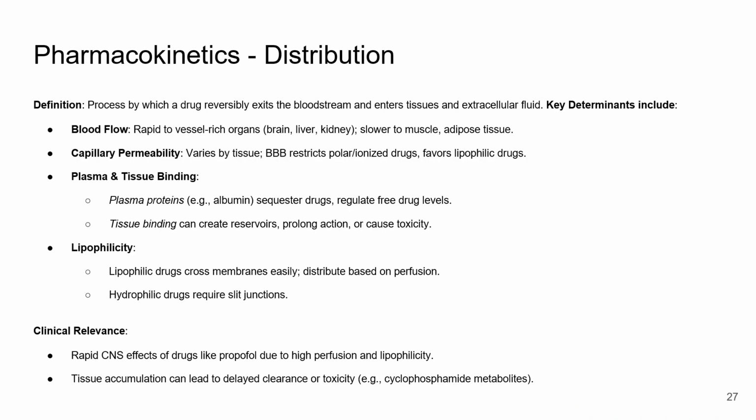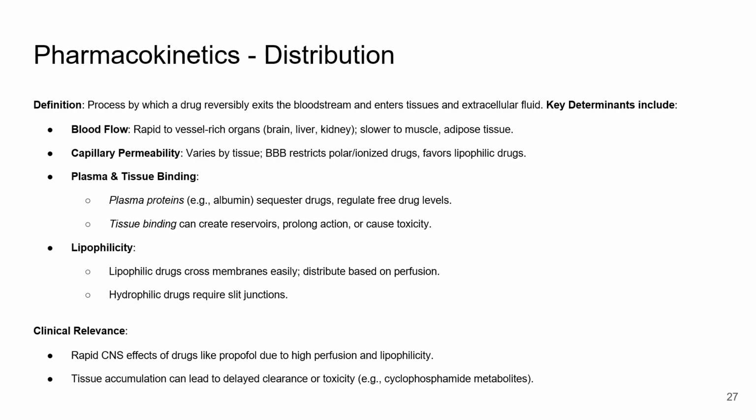Okay, so now we're going to look at distribution, which is the process by which a drug reversibly leaves the bloodstream and enters tissues and other extracellular fluid. Distribution does not happen evenly throughout the body, and several factors are going to determine where a drug goes. So first of all, blood flow. Drugs are going to distribute more rapidly to vessel-rich organs. So where blood flow is higher, like the brain, the liver, and the kidneys. Distribution to muscle and adipose tissue is slower because blood flow is lower to these areas.